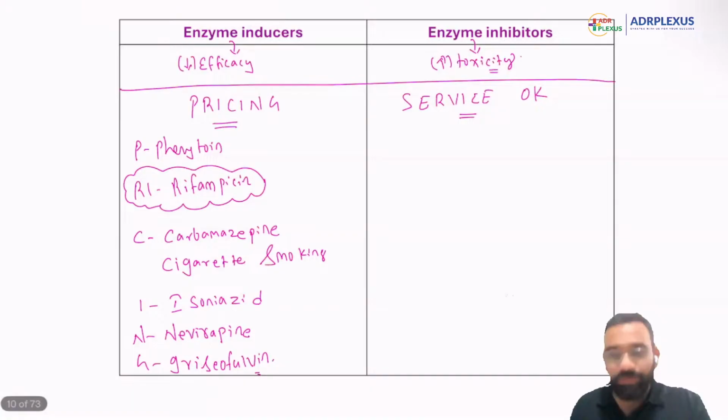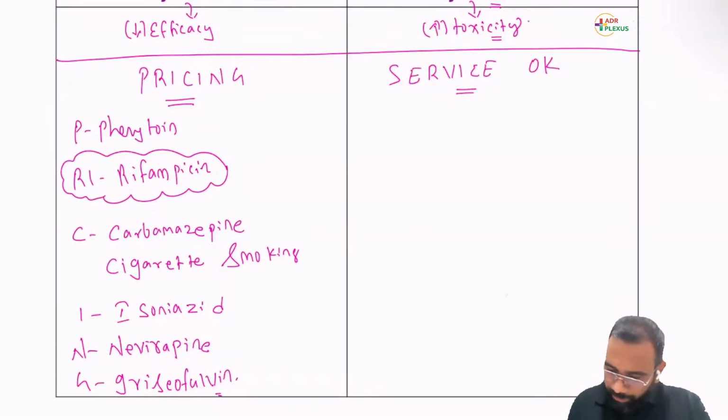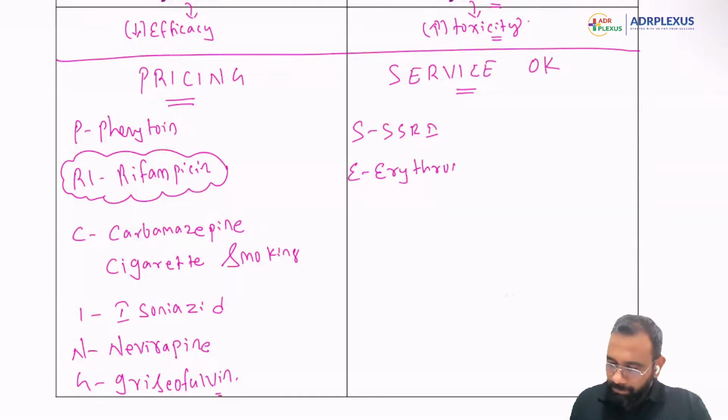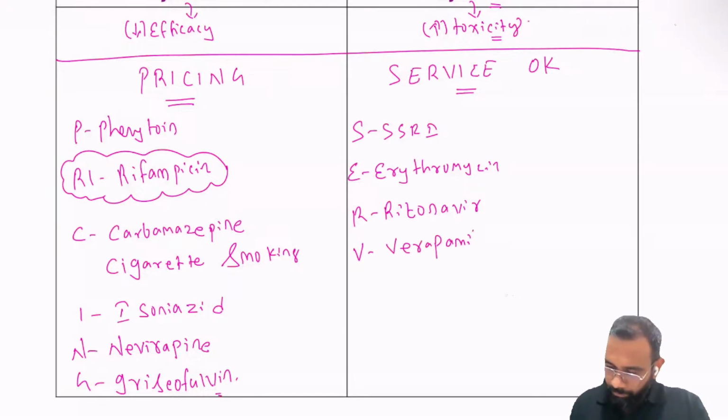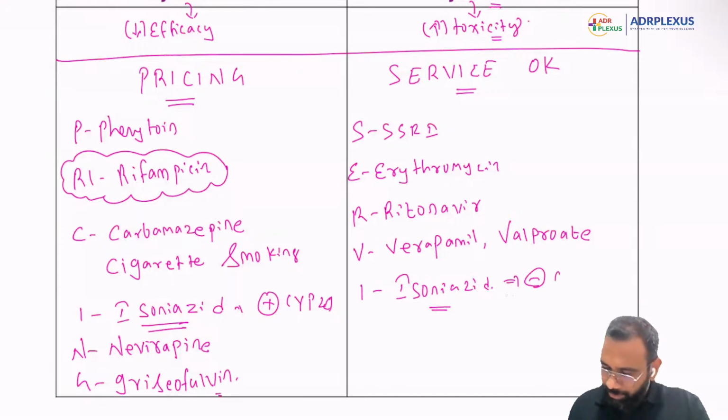If you combine these drugs with any other drug, it leads to decreased efficacy. Next, what about enzyme inhibitors? It is like SSRI, okay. E, erythromycin, R, ritonavir, V, verapamil, and one more V, valproate. Next, one more I, isoniazid, here again. Here also we have isoniazid. Here it is going to stimulate CYP2E1. Here it is going to inhibit CYP3A4.